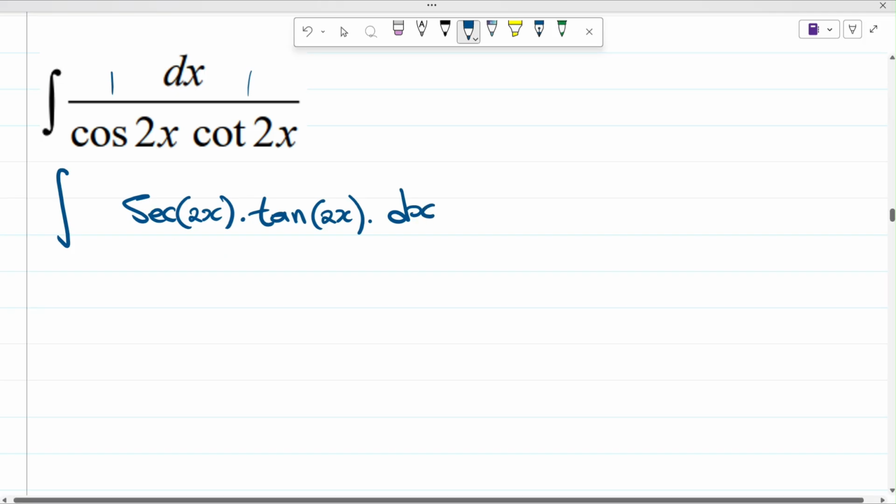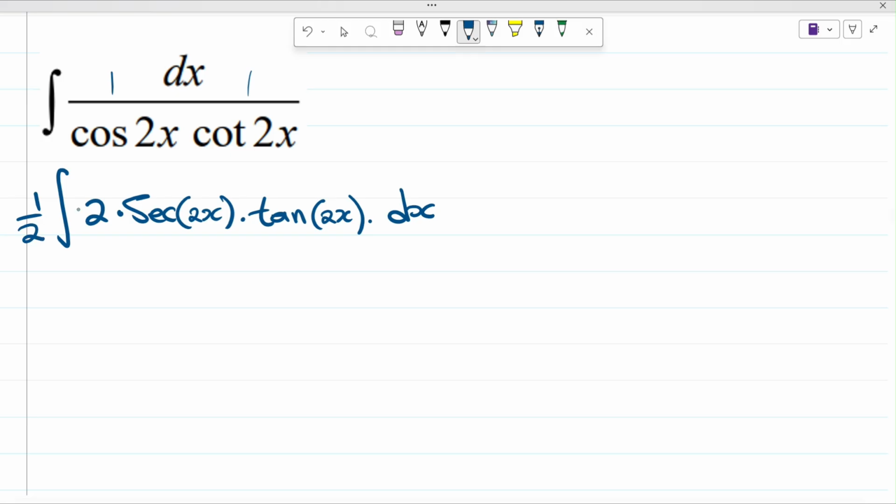Now that we have sec of x tan of x, we can see that definitely something was differentiated for us to get sec tan, right? But before we could conclude, we need to make sure that we have the derivative of the argument next to this whole thing. So the derivative of 2x, what is it? It is just a 2, right? But the 2 we didn't have in our equation, so we need to cancel it out by multiplying by 1 over 2.